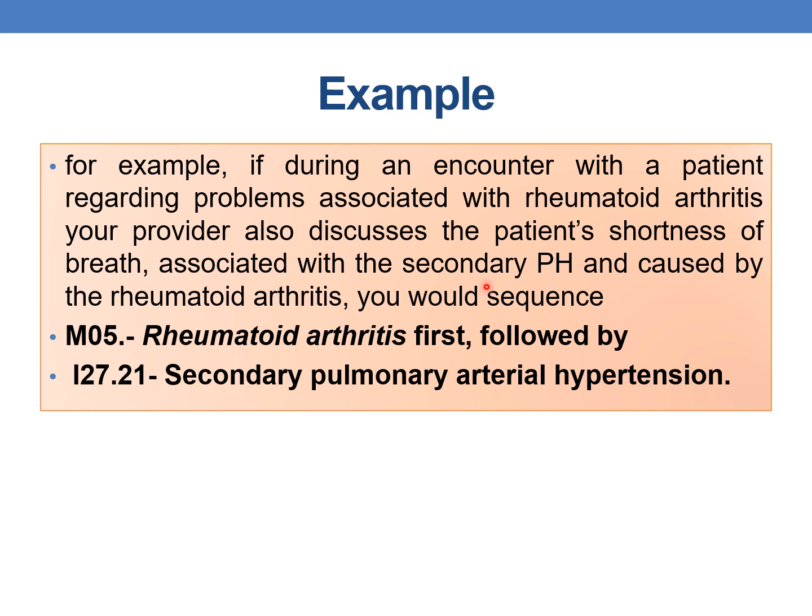Here the patient comes for the treatment of rheumatoid arthritis. But the provider also discusses the patient's shortness of breath associated with secondary pulmonary hypertension that is caused by rheumatoid arthritis. So the sequence would be M05.5 series followed by I27.21.